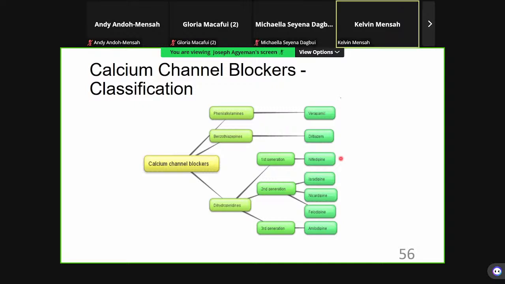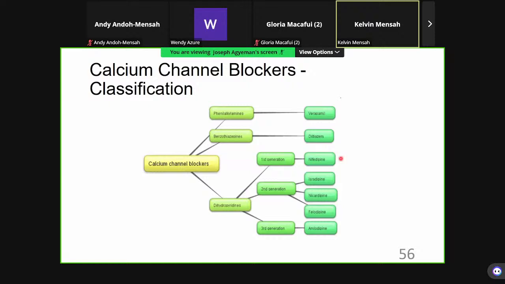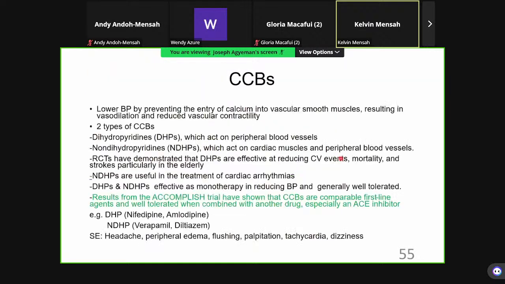For the side effects, you mentioned that tachycardia is a side effect of using calcium channel blockers. But you also mentioned that calcium is able to increase contractility. I wanted to ask how tachycardia is a side effect of calcium channel blockers.